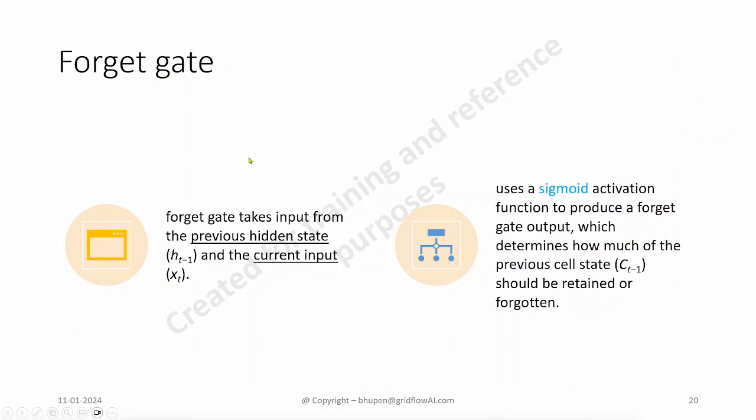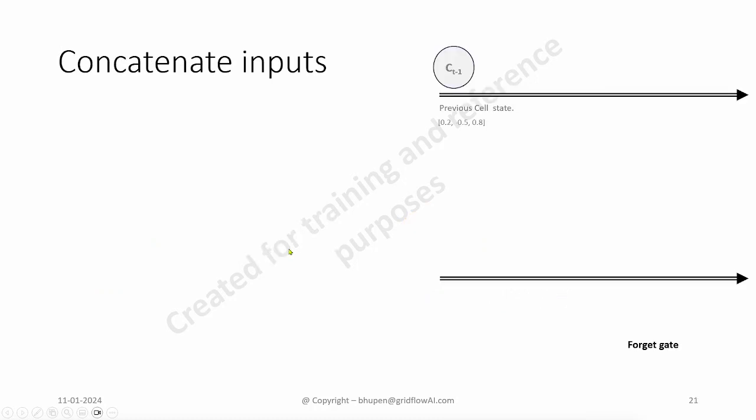So let's see how the forget gate actually operates. It takes the input. There are two inputs: one is the hidden state and the other is the current input. Both are nothing but embeddings. Then we apply a sigmoid activation on both of these, and that will determine how much of the previous cell state has to be retained or forgotten. So let's see the computation here. You have the cell state and also the previous hidden state, and the input is provided at that particular time step, and both are nothing but embeddings.